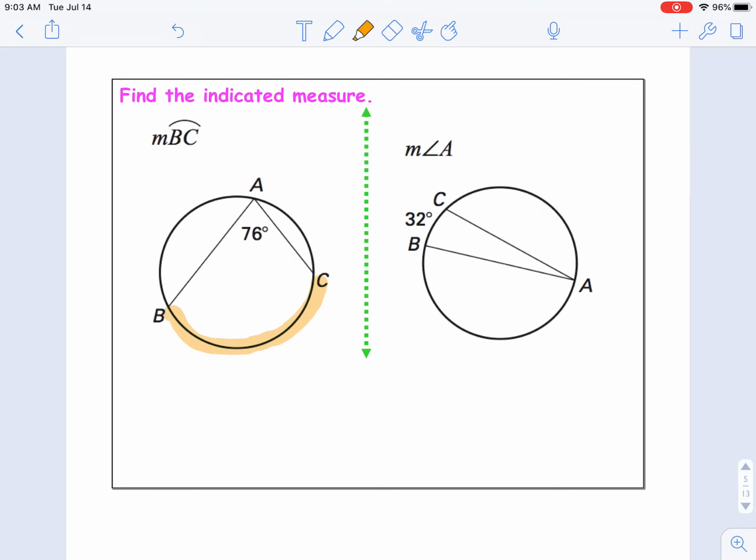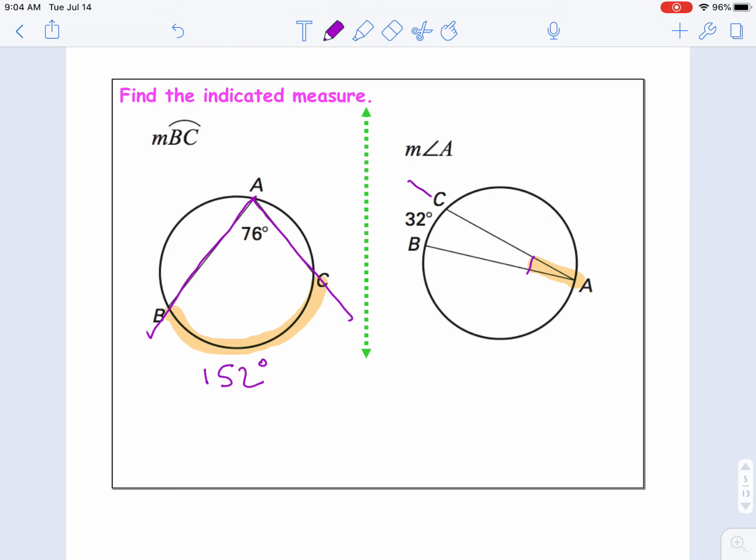So let's practice some problems. It says find the measure of arc BC. So I want to find this arc right here. Well, I can see that this is an inscribed angle that is intercepting that BC arc. So that means that arc is going to be twice 76, or 76 times 2, so 152 degrees.